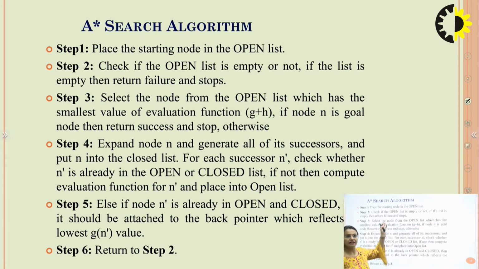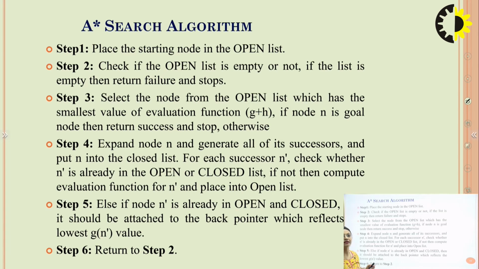That means you place the starting node in the open list, and check if the list is empty, then return failure. Select the node in the open list having the smallest value of Gn plus Hn. If the node is a goal node, then return success and stop. Otherwise, expand the node and generate all its successors, moving it into the closed list. Further, for each successor, check whether it is already in the open or the closed list. If not, then compute the evaluation function and place it in the open list. Else, if it is already in the open or the closed list, then go with the back pointer which reflects the lowest value of Gn, and return to step 2.